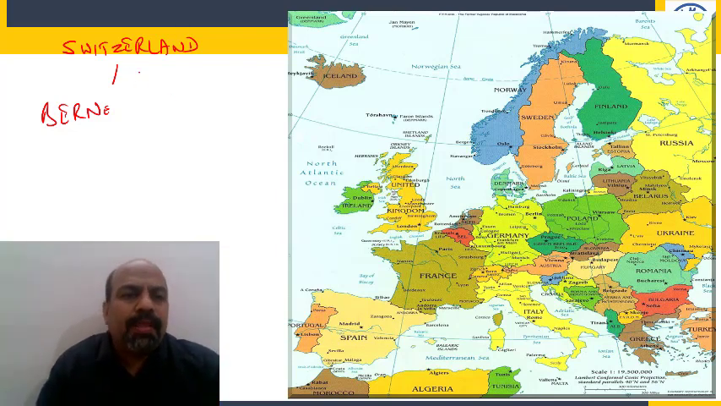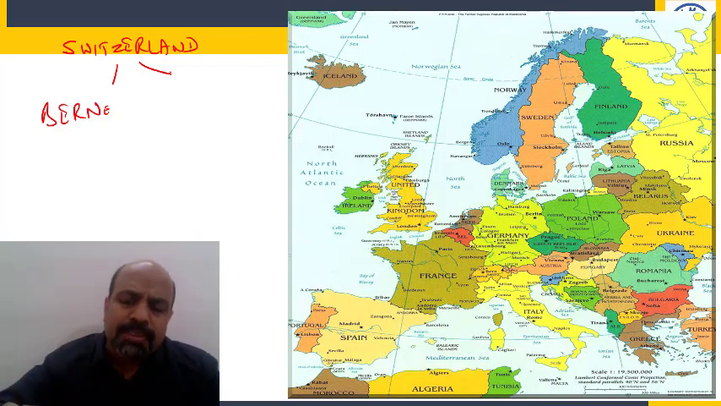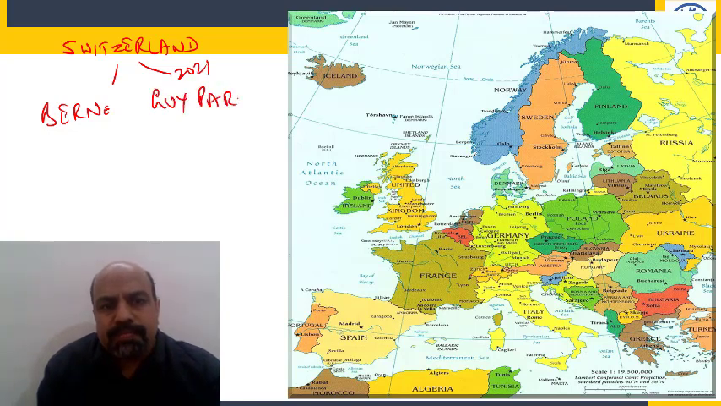Now, Switzerland has something called the Federal Council. All these provinces in Switzerland, called cantons, elect a Federal Council, and one of these 7 council members becomes the president for 1 year. So they take turns. For 2021, the president is Guy Parmelin. The currency is the franc.